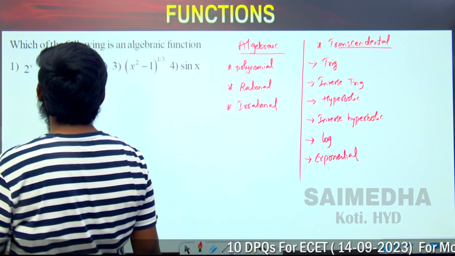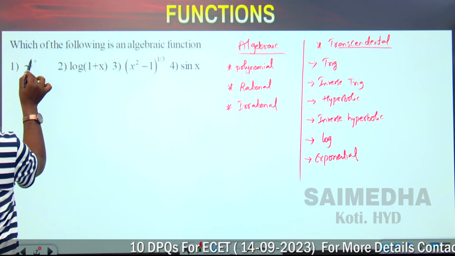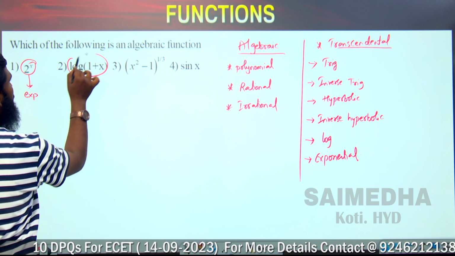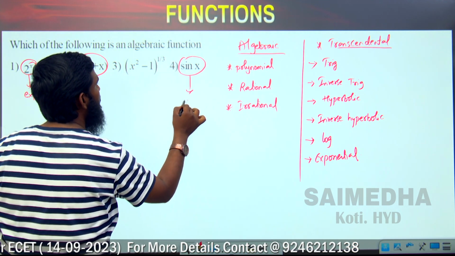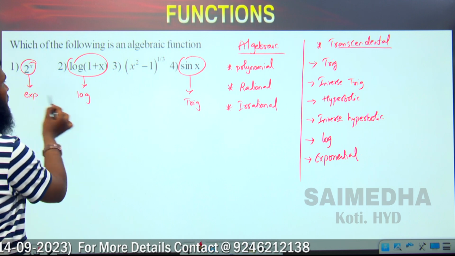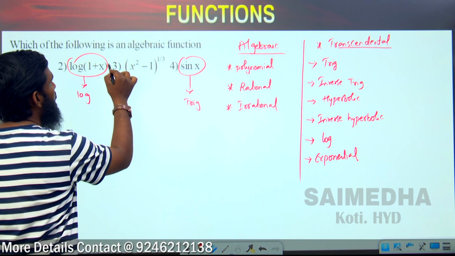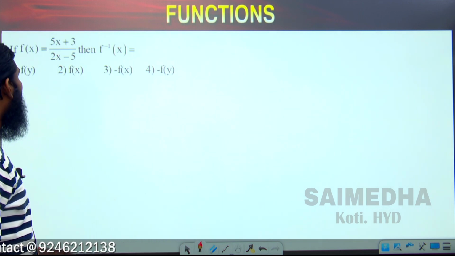Now what it is asking: which of the following is an algebraic function? This is an exponential function, yes or no? This is a logarithmic function. This is a trigonometric function. So all these trigonometric, logarithmic, exponential come under transcendental. So what is the leftover part? This will become the algebraic function. Okay, now this point we have taken. Now let us see the next question.